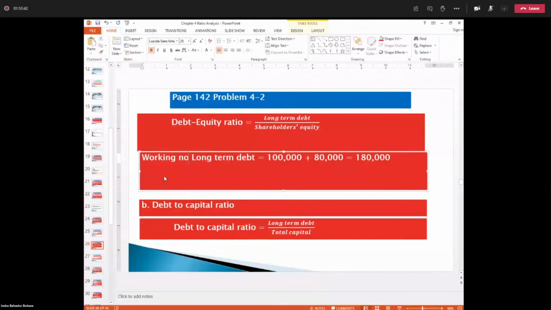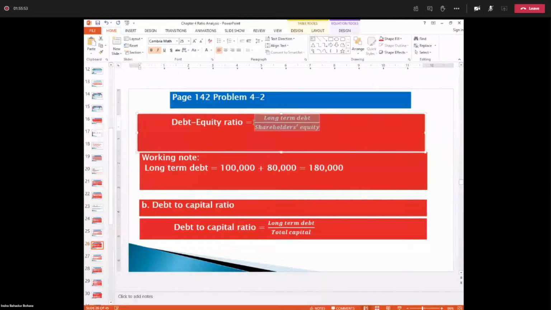Working note: long-term debt equals 1 lakh plus 80,000, that is 1 lakh 80,000. So you substitute the value 1 lakh 80,000 in the numerator and divide by shareholders equity. Now you calculate shareholders equity.